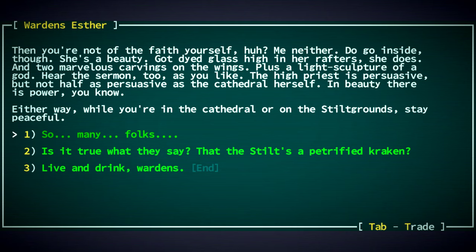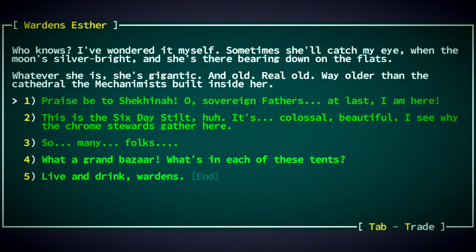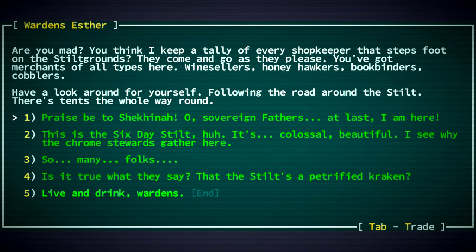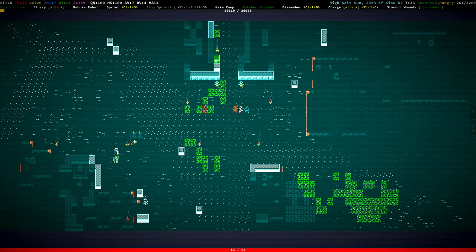Either way, while you're in the cathedral or on the stilts ground, stay peaceful. Is it a petrified kraken? Who knows? I wonder it myself. Sometimes she'll catch my eye when the moon's silver bright and she's there bearing down on the flats. Whatever she is, she's gigantic and old, real old, way older than the cathedral. The mechanum is built inside her. What a grand bazaar. What's in each of the tents? Food, hookah, yeah, we didn't find any bookbinders either. Really bad rolls on the shops, I think. Live and drink.